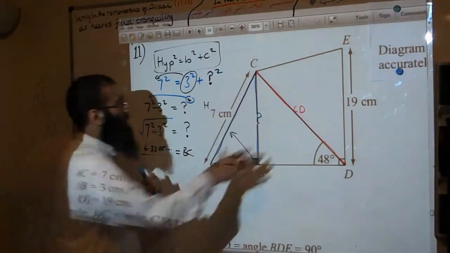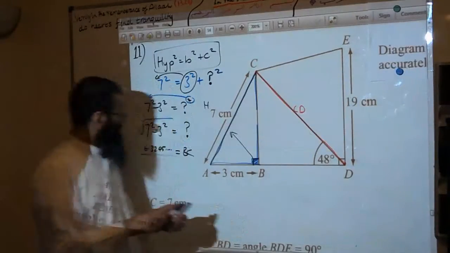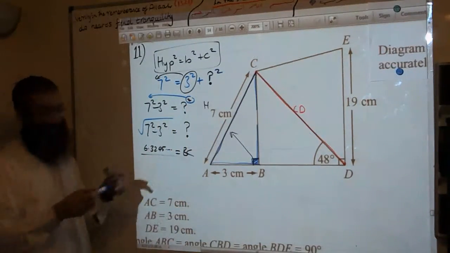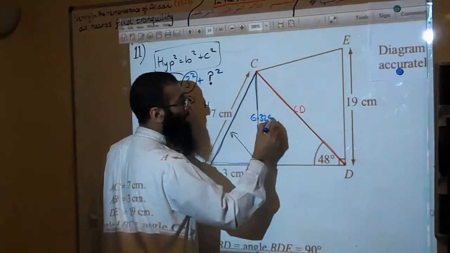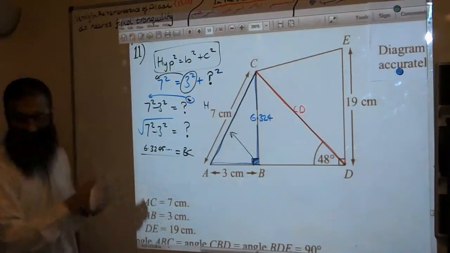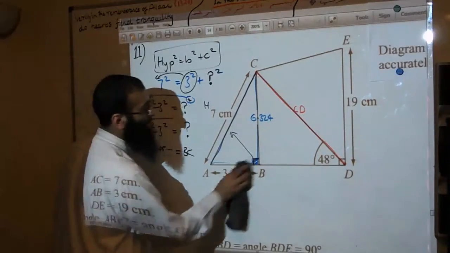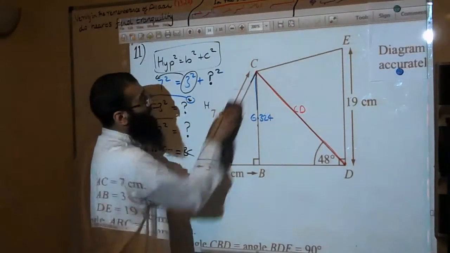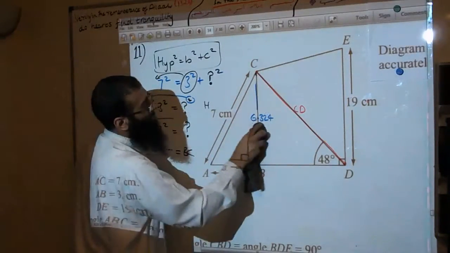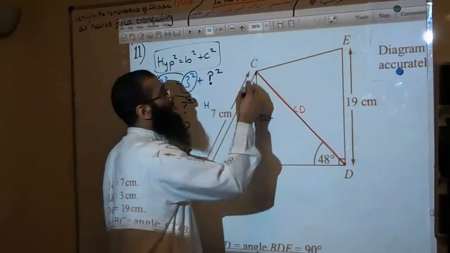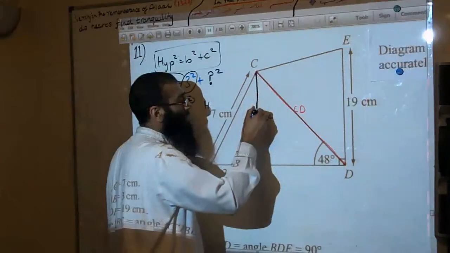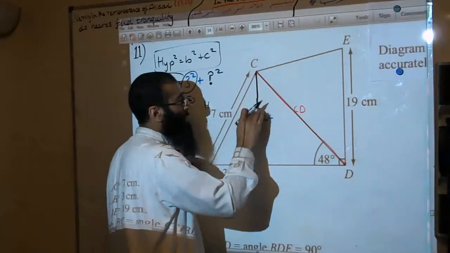Now, that question mark, we can replace that with what? With this, 6.324. Okay, now the first part of the question has been done. I'm going to rub off the blue lines here. This stuff there. Now let's have a look at which triangle we're looking at now. We are back to the triangle that we were looking at the beginning of the question.